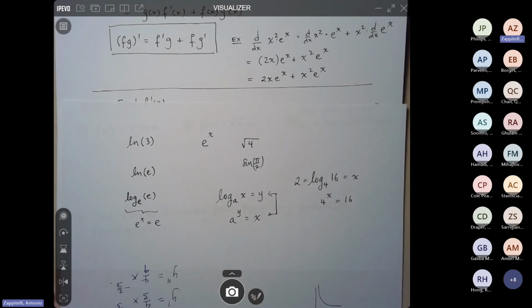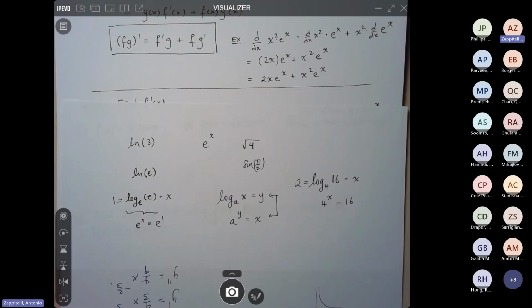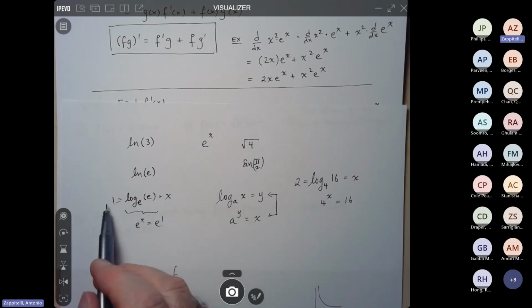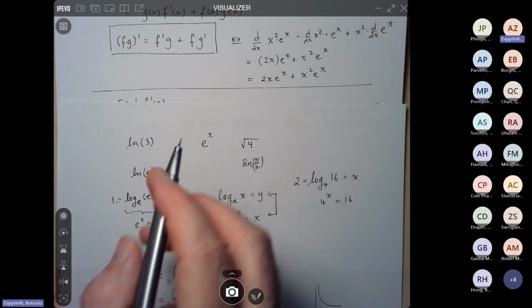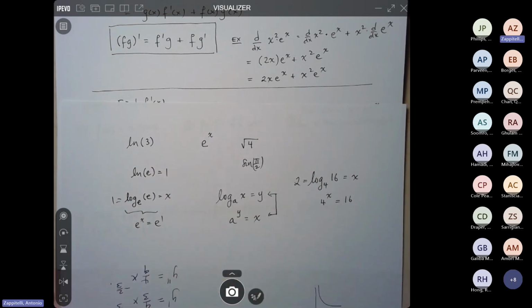If I want to figure out log base e of e, what this represents is what power of e is equal to the number e. So what would the exponent be here so that these two things were equal? 1. Exactly, because this is e to the 1. So log base e of e is just equal to 1. The natural logarithm of e is equal to 1.